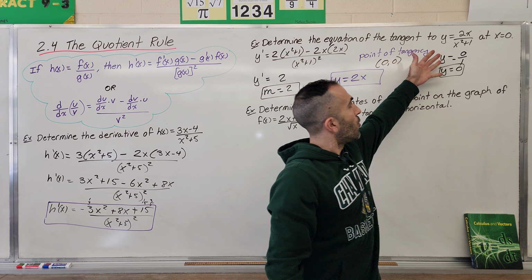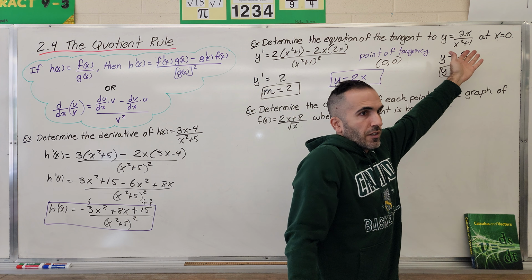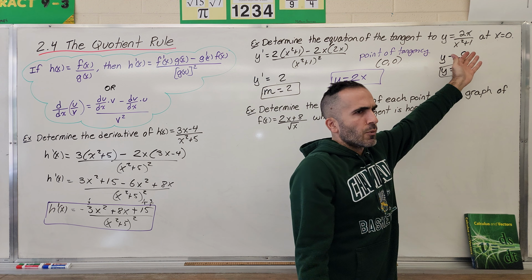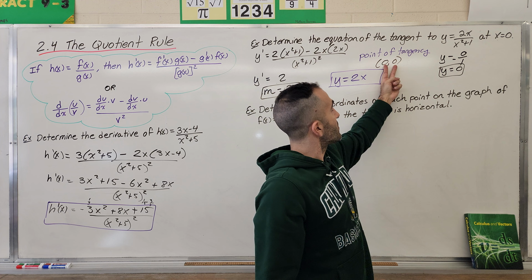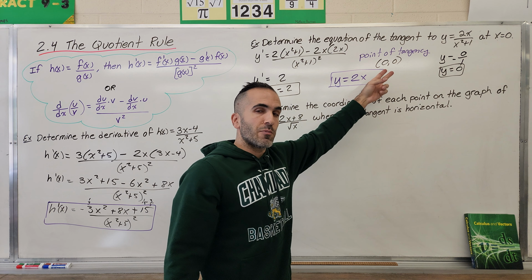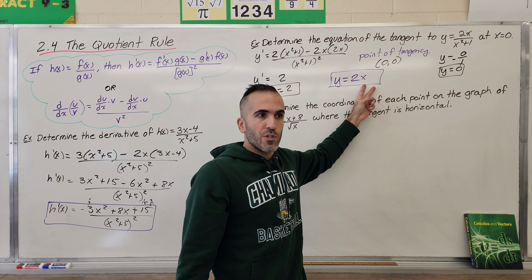Again, need your point of tangency. You got to plug in that x value. If the question gives you a point, done. But if it gives you an x value, which most of the time it will, you got to find the y value, create your point of tangency, and find your y-intercept using that. Okay? We just fluked it over here that the y-intercept is 0, so we jump into our answer.